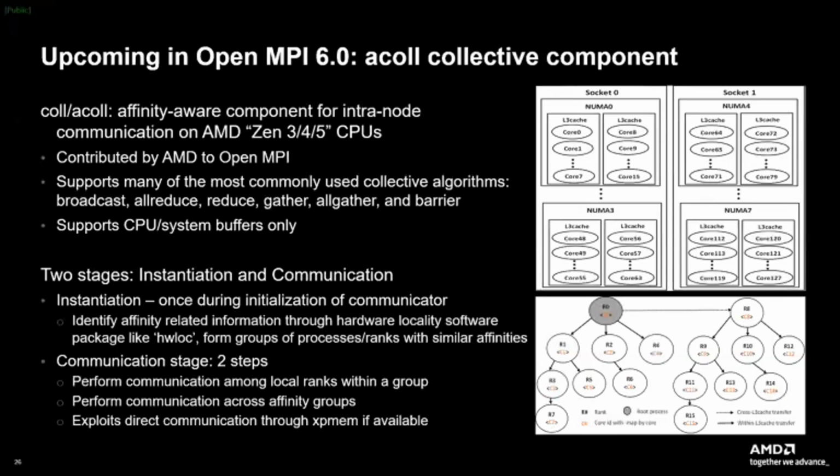take advantage of. So during communicator creation, you set up subcommunicators that are focusing on this grouping. And then you have hierarchical collectives that try to take advantage of these hierarchies in order to maximize the performance. In addition to taking advantage of the internal architecture of the Zen CPUs, one of the other things that the component does is that it can perform direct communication between the buffers within a single node using XPMEM if that is available. So basically completely bypassing the point-to-point layer of OpenMPI and performing direct XPMEM transfers.